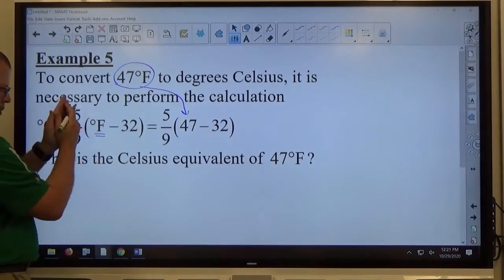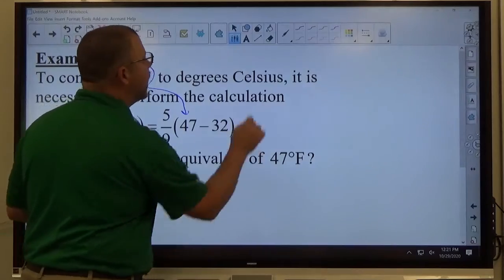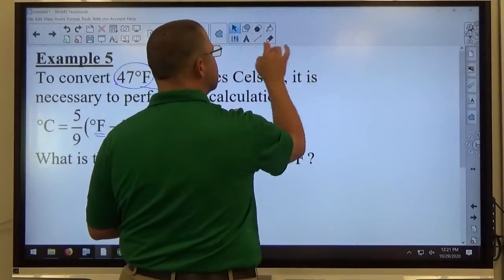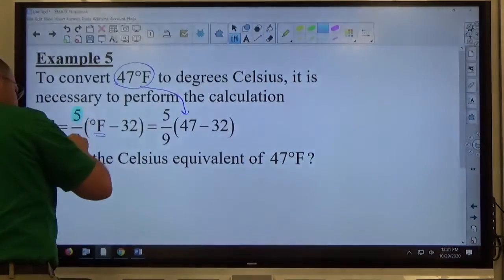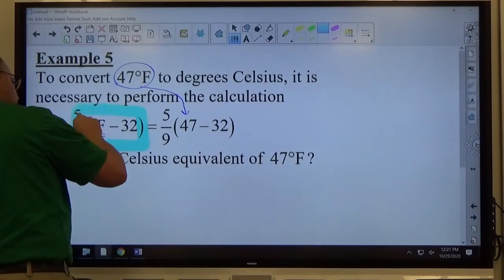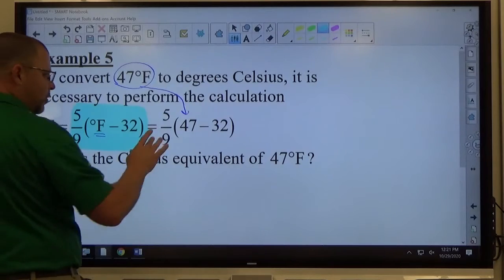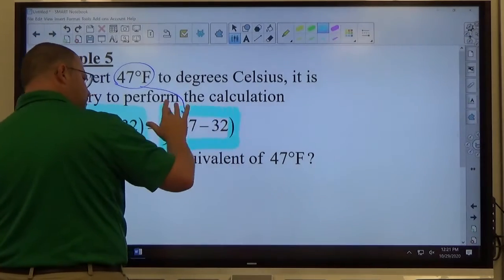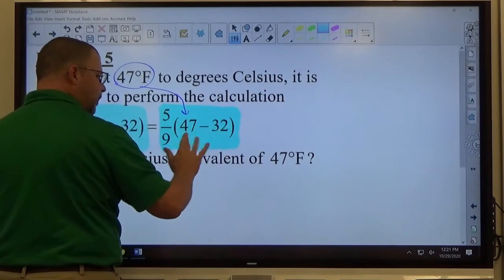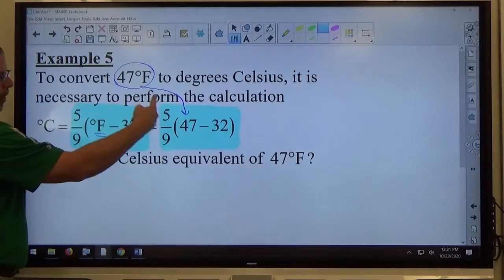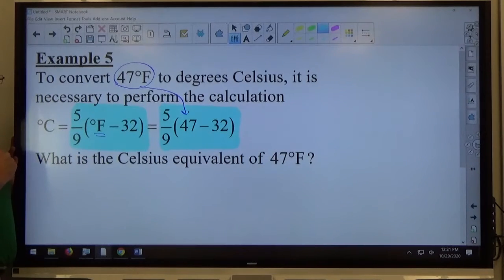So this is my formula here, so let me highlight that. This is the formula that changes to Celsius. This is what I would use. And this is the same. I've simply replaced my F with the value of Fahrenheit temperature. So that's what's happened there.